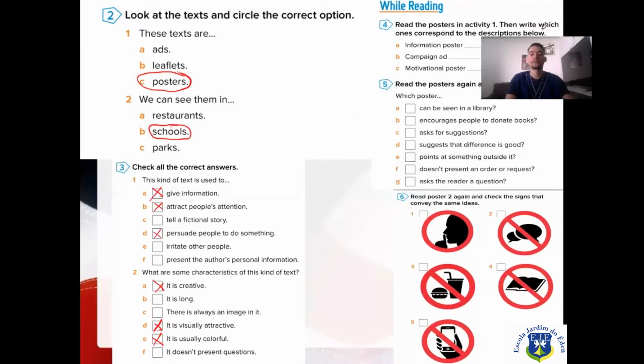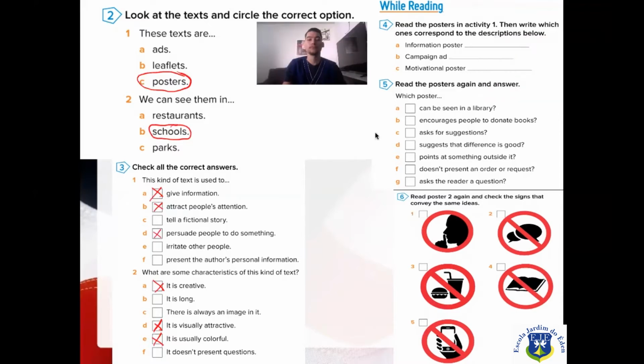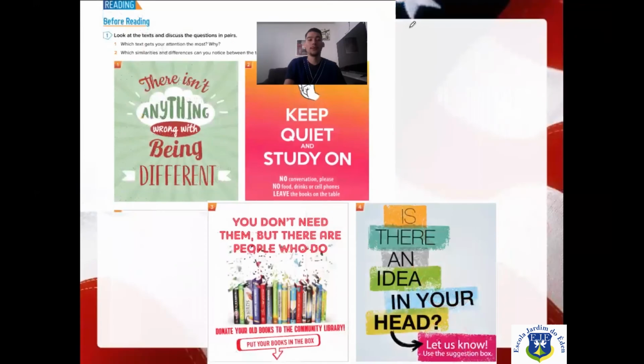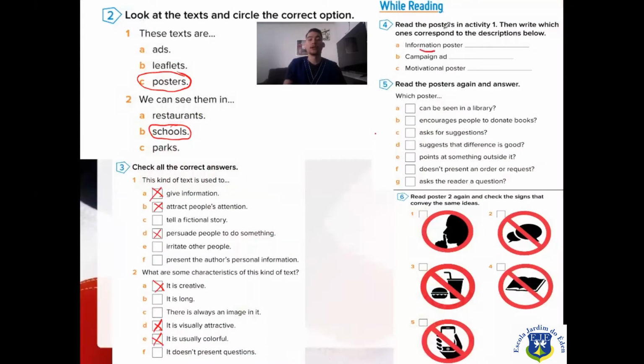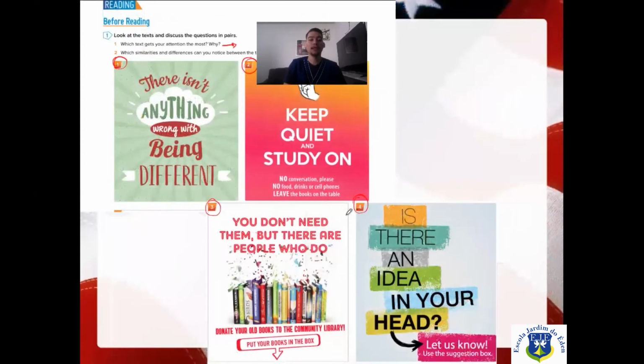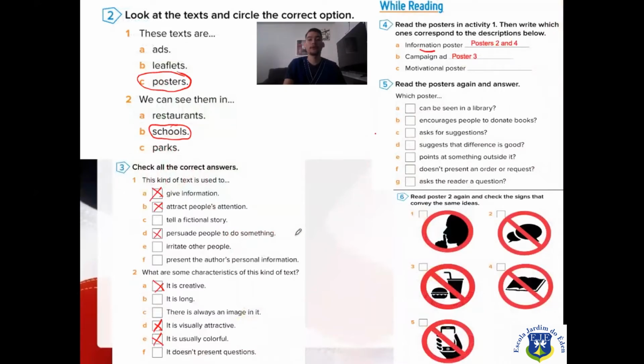So let's see. Number 4. Read the posters in activity 1, then write which ones correspond to the descriptions below. So, pay attention here. Which one is an information poster? It's number 2 and number 4. Campaign ad. Pay attention. What is a campaign ad? It is number 3. Very good. And motivational poster. Number 1. Very good.